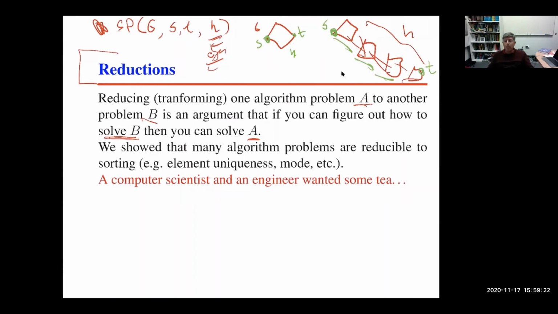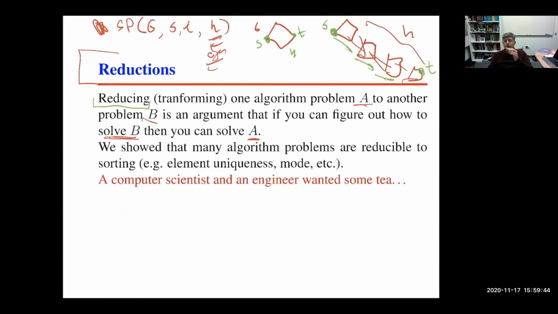Do people remember this? I think everybody's got their screen turned off, so I'd like some signs of life here. Remember this? I solved that problem by doing a translation. I solved that problem by doing a reduction, okay?